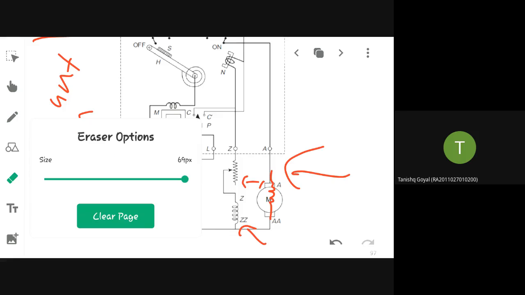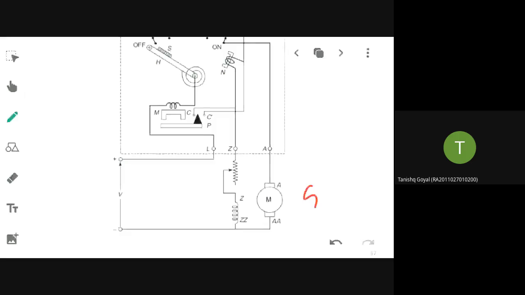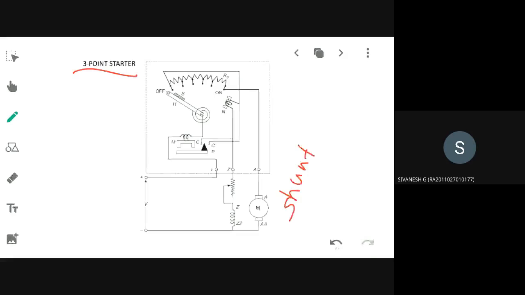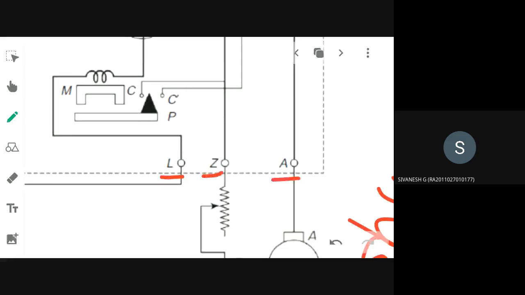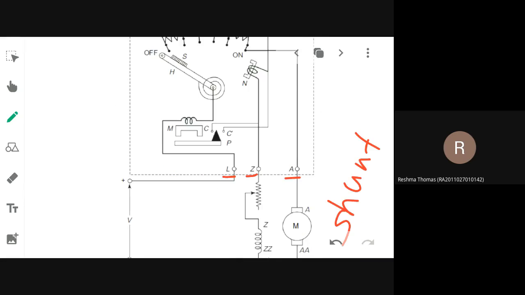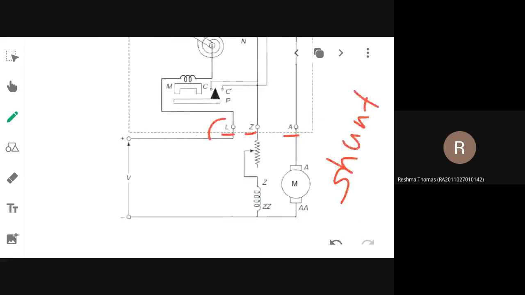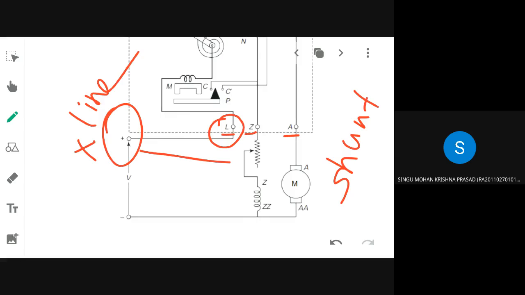For this shunt motor, what type of starter is used? 3-point starter. Okay, I will tell you why it is called a 3-point starter. You can see here, there is an L, there is a Z, and there is an A. So how many points are there? 3. That is why it is called a 3-point starter. And where does this L point go? L represents line, so that goes to the line.